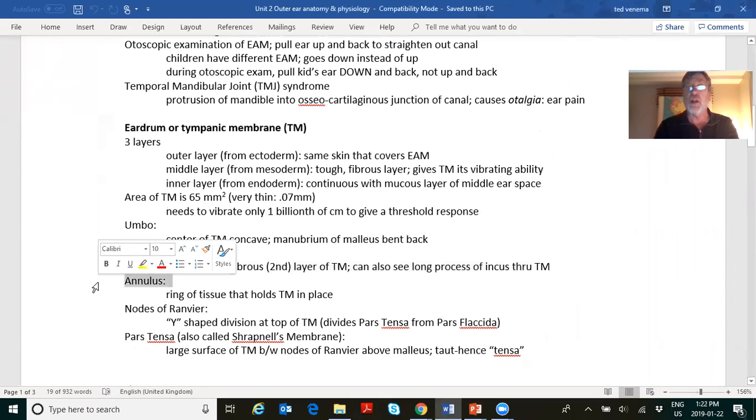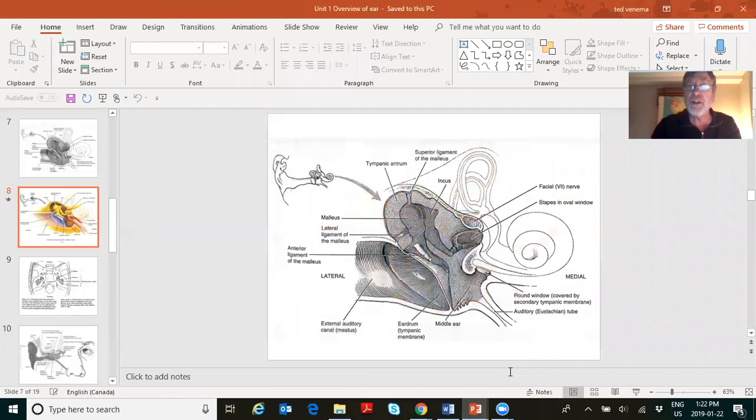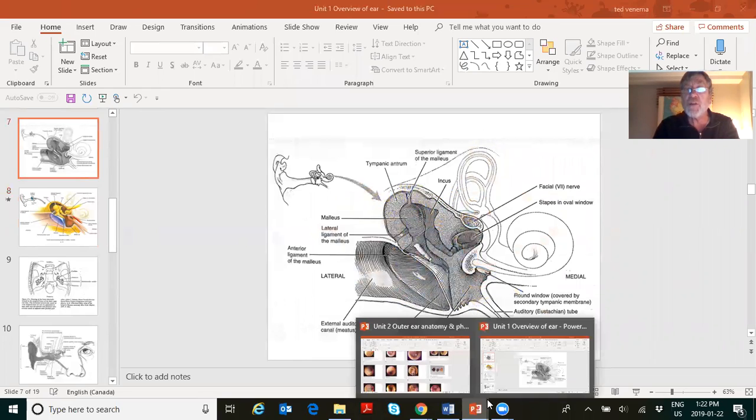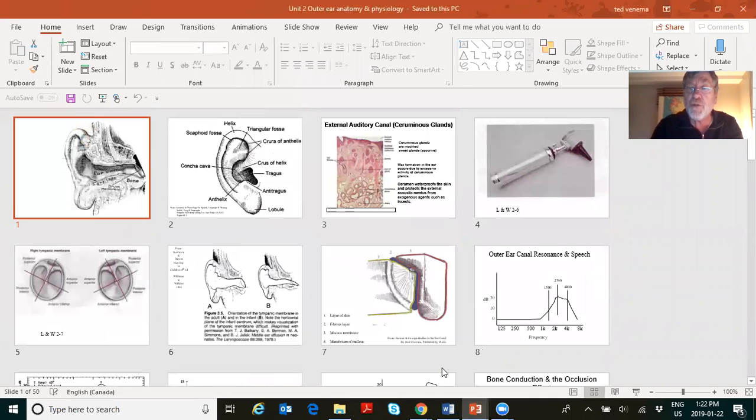And the annulus is a ring of tissue that holds the tympanic membrane in place. Looking here, the annulus would be the ring of tissue holding the eardrum in place. Now, I don't want the overview. Let's go to the ear itself.